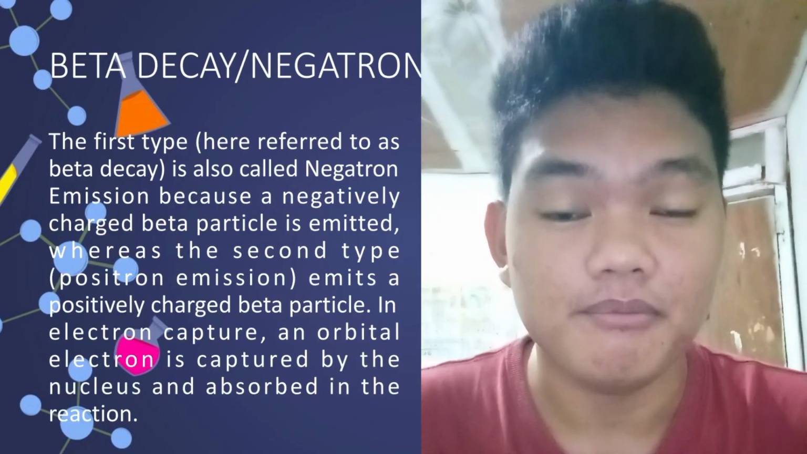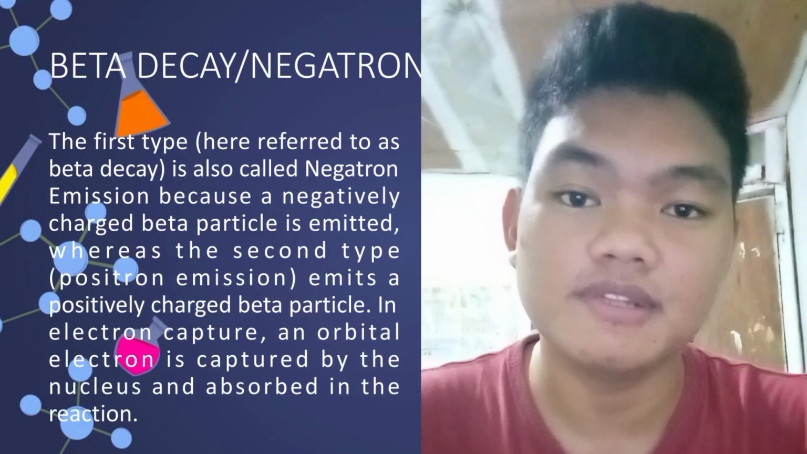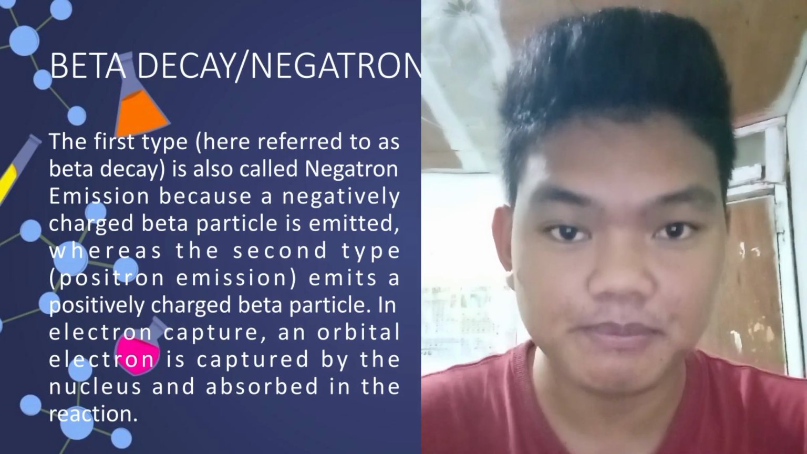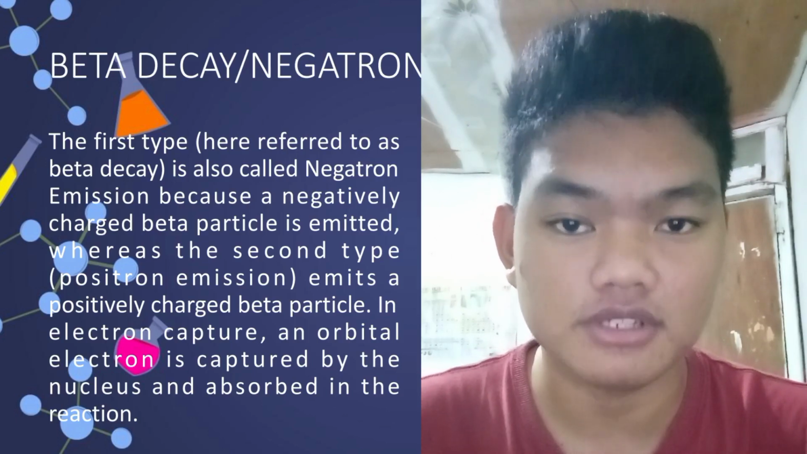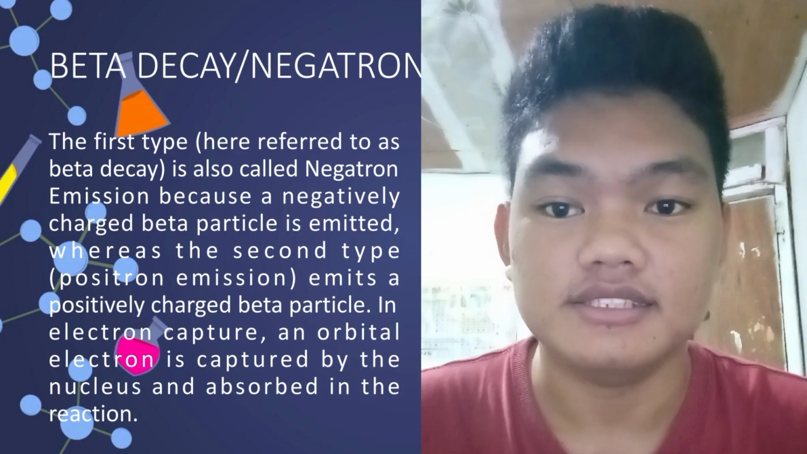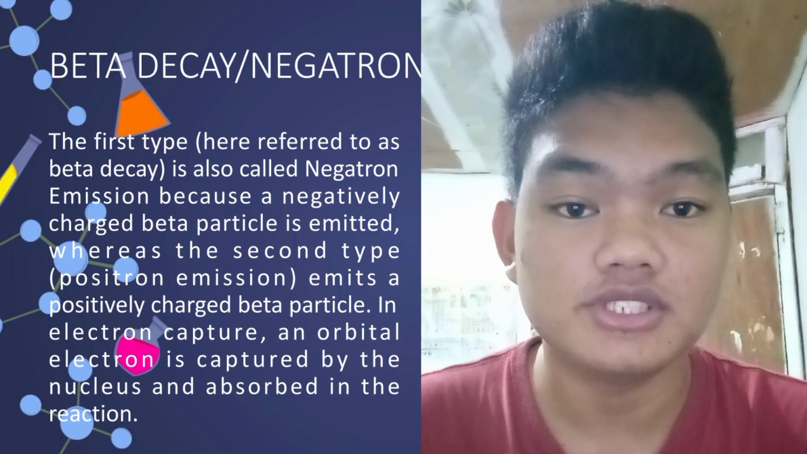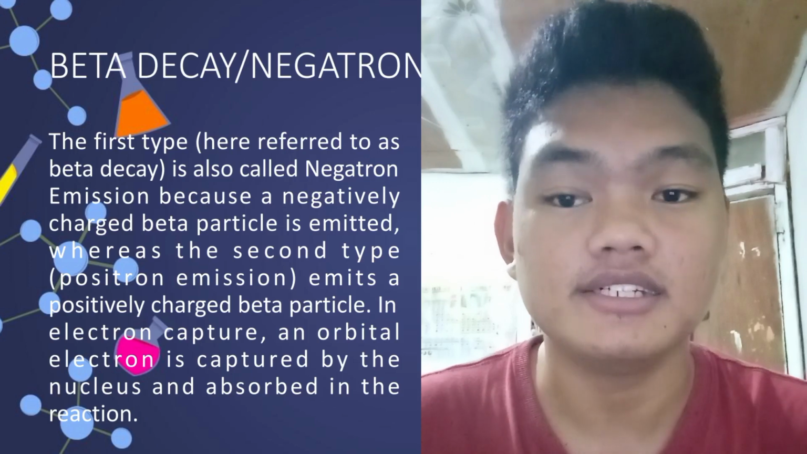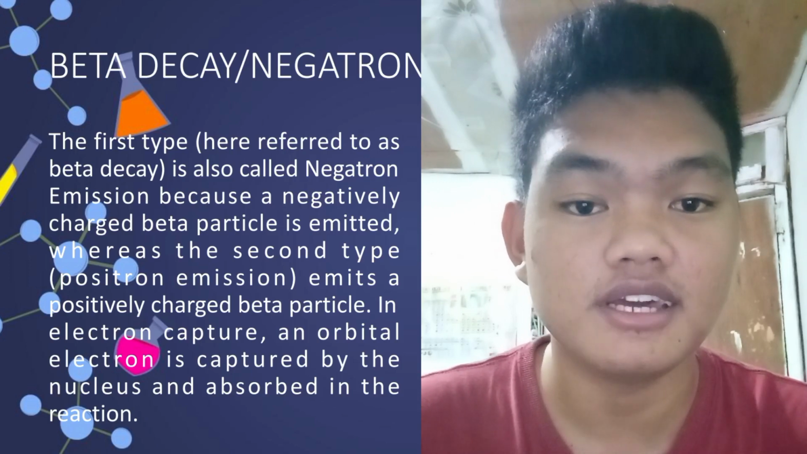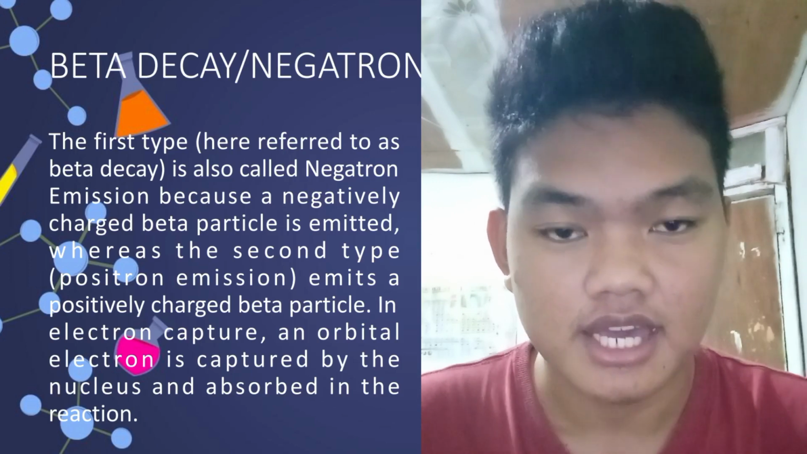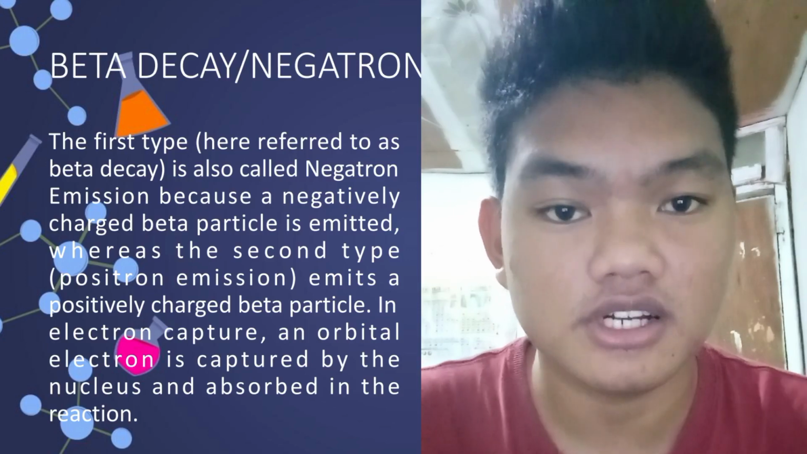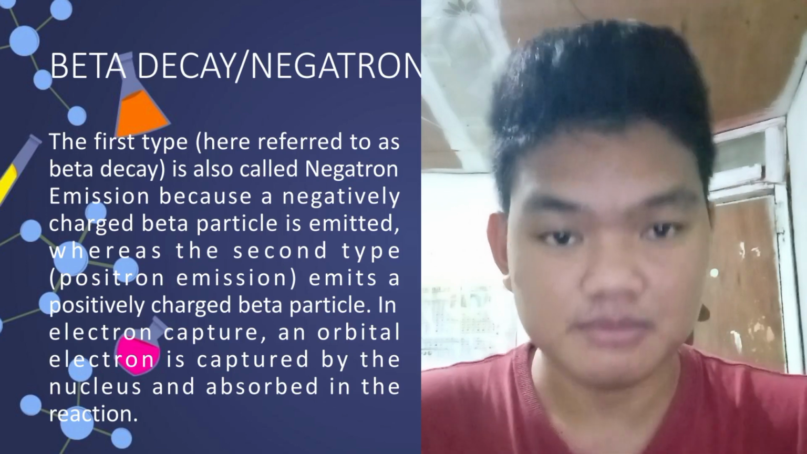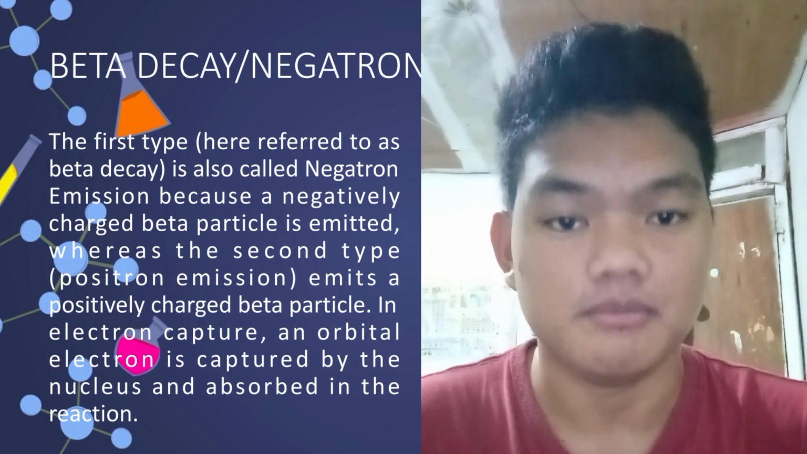Beta decay. Beta decay is the emission of a negatively charged stream of beta particles from the nucleus. There are two types of beta decay, called negatron emission and positron emission. Negatron emission is the emission of negatively charged beta particles, and positron emission is the emission of positively charged beta particles. So let me give you an example of beta decay.